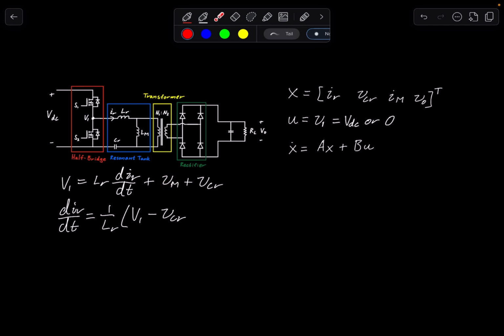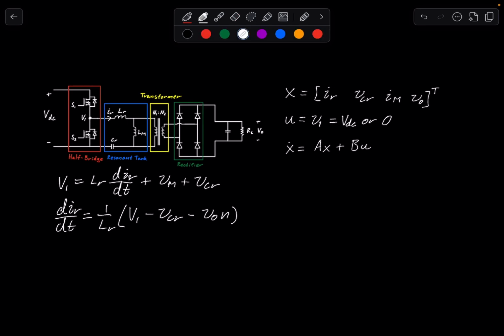In one scenario, it should be equal to the turn ratio multiplied by Vout. That is when there is a current flowing here. So we will just start with that. We have minus Vout multiplied by N. So you now see that we have the change of IR given by the states and u.